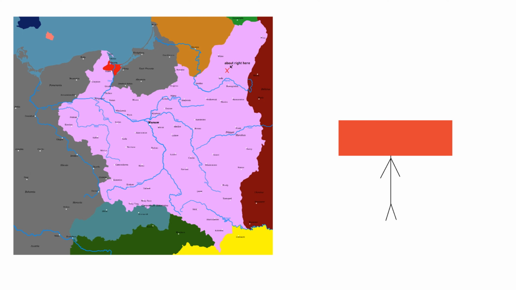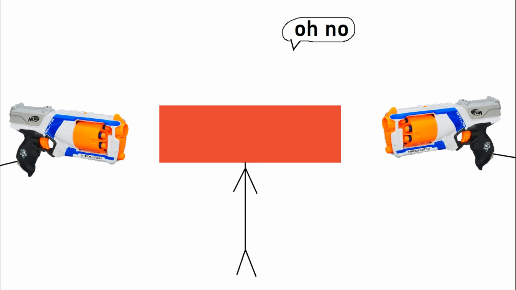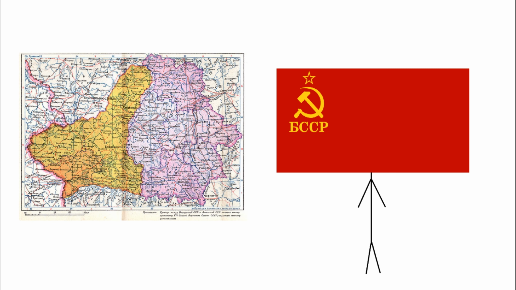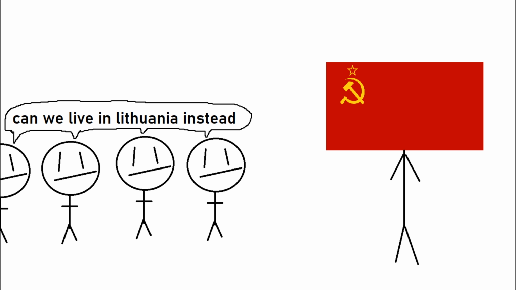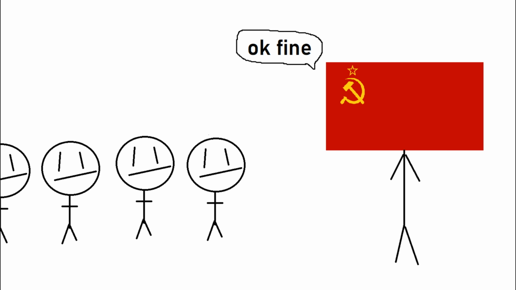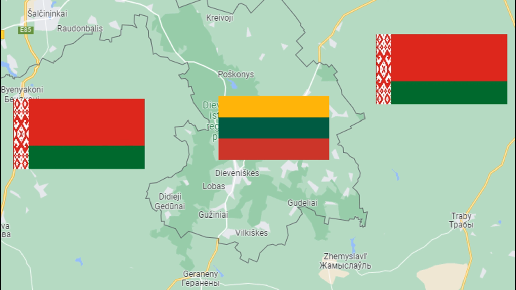You see, before 1939, Dievaniškis was under control of Poland, but after the invasion of Poland happened, the area was given to Belarus. The following year, after many requests by the Lithuanian residents of the area, the town was given to Lithuania and has stayed part of it ever since, meaning that Lithuania awkwardly cuts into Belarus to this day.